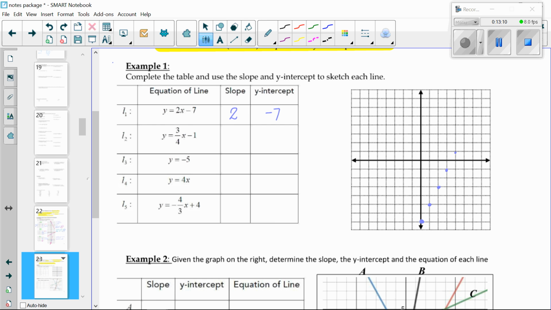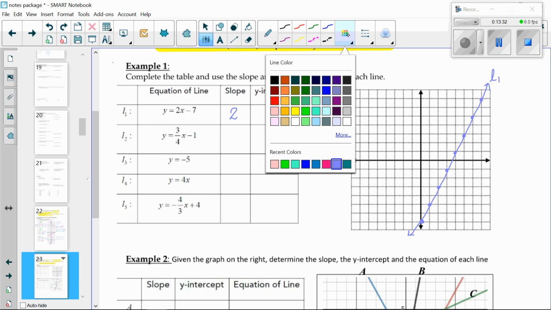Now, I don't have a ruler, and using the straight line tool on this program is tough, so I'm going to plot as many points as I can. And I always label. So this is L1.